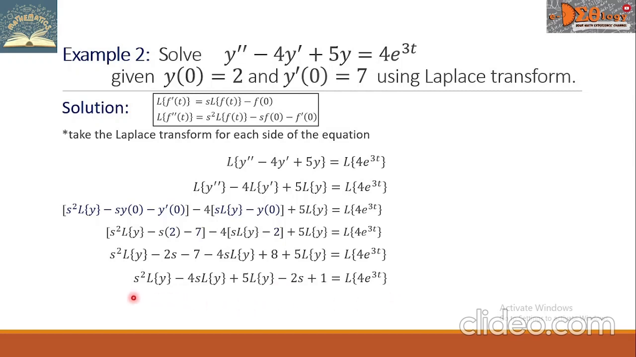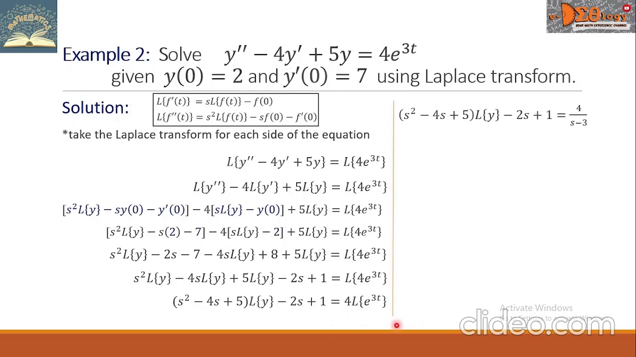Next is, we're going to factor out this L of y variable from the three terms. So we have now this s squared minus 4s plus 5 multiplied by L of y. Then we copy this negative 2s plus 1 equals, for the right side, we put the constant 4 in front of the Laplace transform. And the next step is, we're going to evaluate the right side. 4 times L of e raised to 3t now becomes 4 over s minus 3.